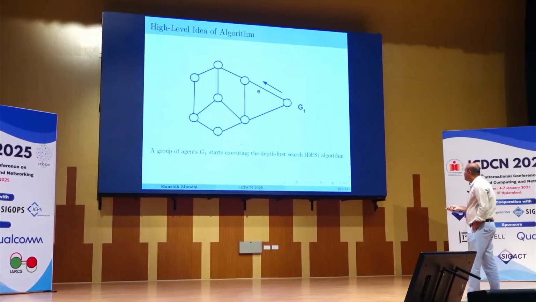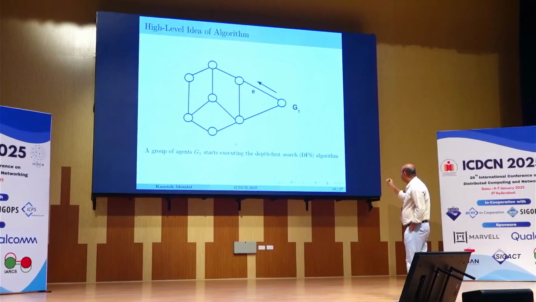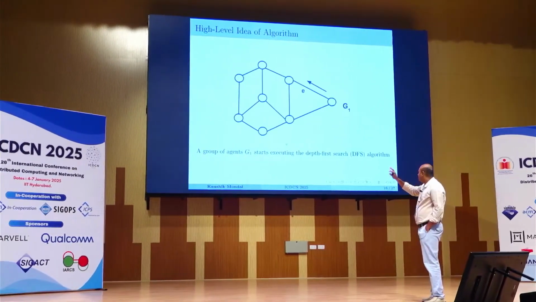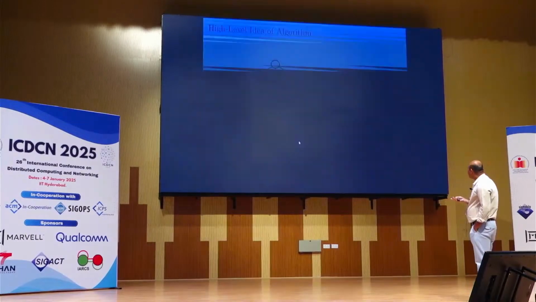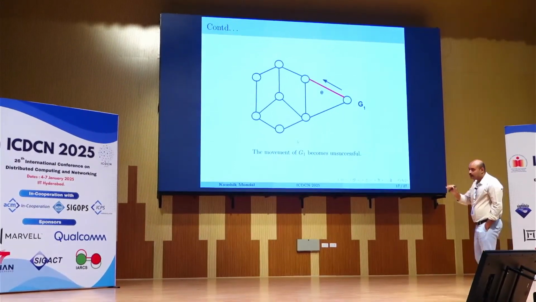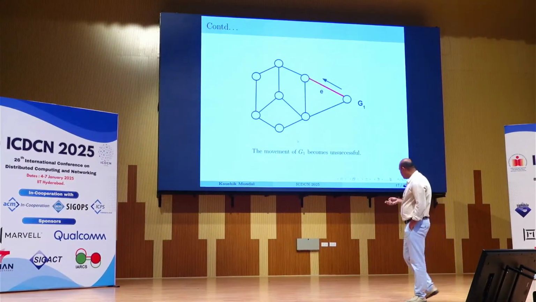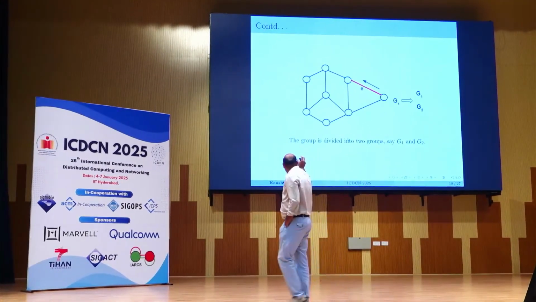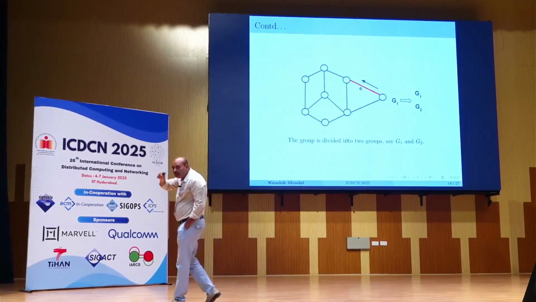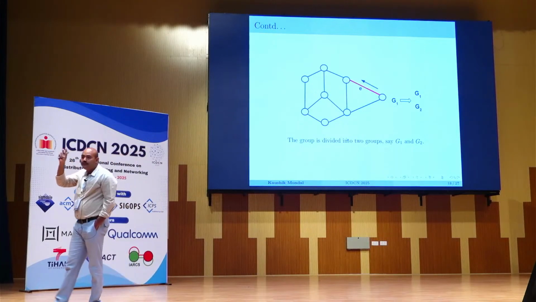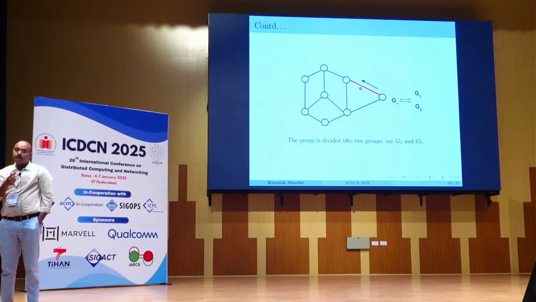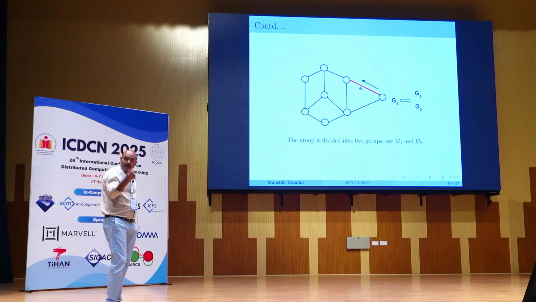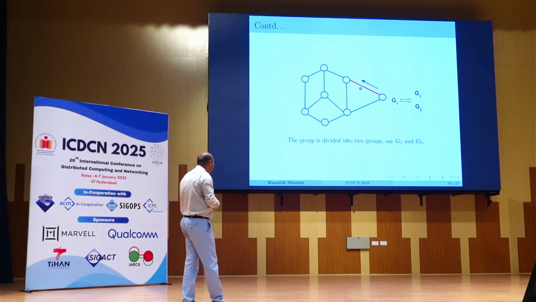So what is happening: a group of agents G1, let's say they are all the agents, start executing the depth first search algorithm. All n plus 1 agents are at a node, and at some point, due to some missing edge, they get stuck. So what they are going to do is divide into 2 groups. One group will stay on the exact path of the DFS and the other group will distract the DFS to a different path. Since the graph is connected, at least another edge must be there.